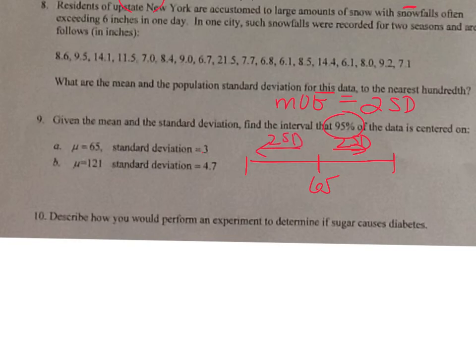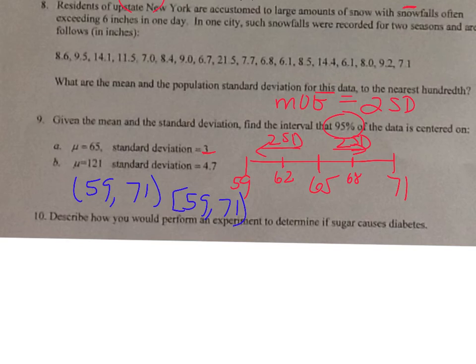So if my standard deviation is 3, 1 standard deviation will put me at 68. 2 standard deviations will put me at 71. That's to the right. To the left, going down 3, 1 standard deviation would put me at 62, and then go down again, another standard deviation would put me at 59. So that would be from 59 to 71. Or you could use brackets, 59 to 71.